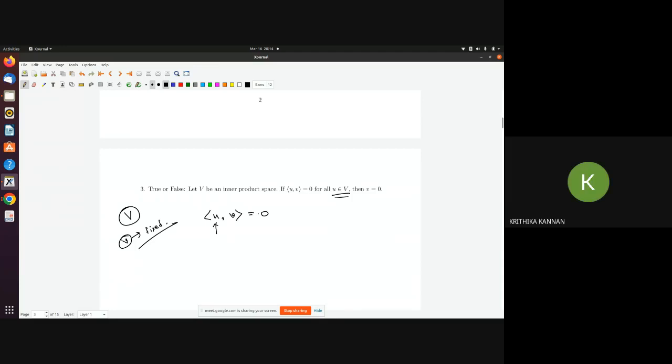V is 0 only, sir, in this case. Because for all u and v. Then prove it. Why is V 0? So if you take the standard inner product. No, sir, you cannot use the standard one. I can conclude that by using the second property.